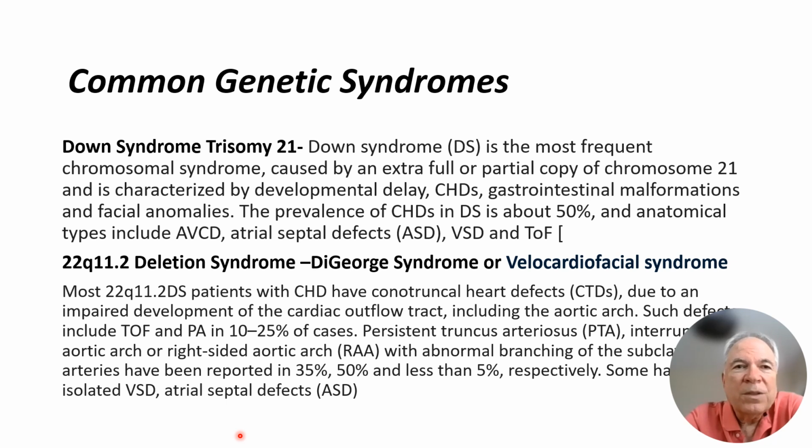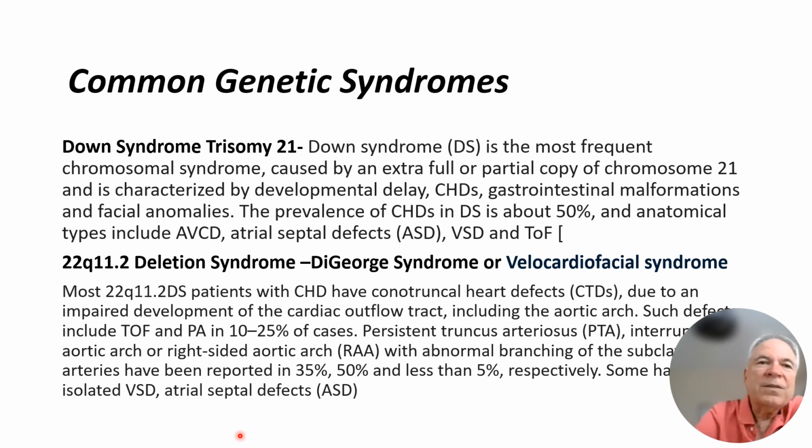Most patients that have this syndrome have conotruncal heart defects due to impaired development of the cardiac outflow tract, including the aortic arch, tetralogy of Fallot, pulmonary artery stenosis, truncus arteriosus, interrupted aortic arch, right-sided aortic arch, and abnormal branching of the subclavian artery.